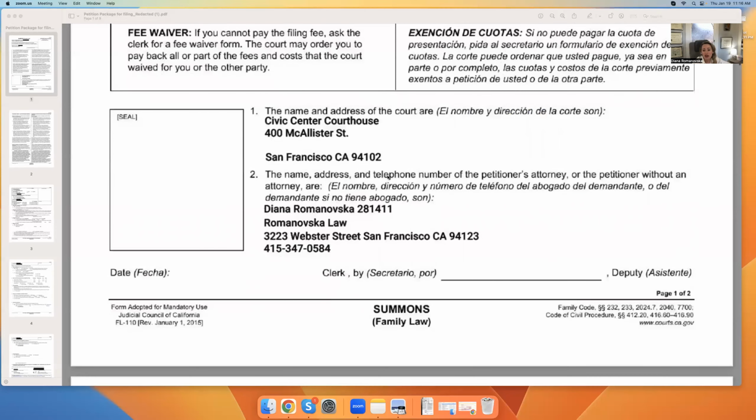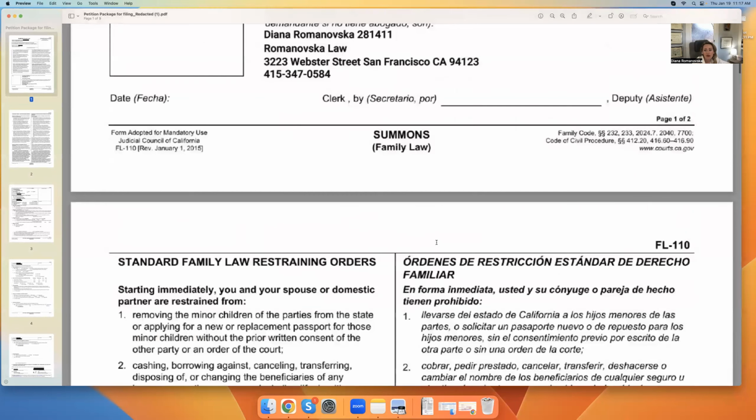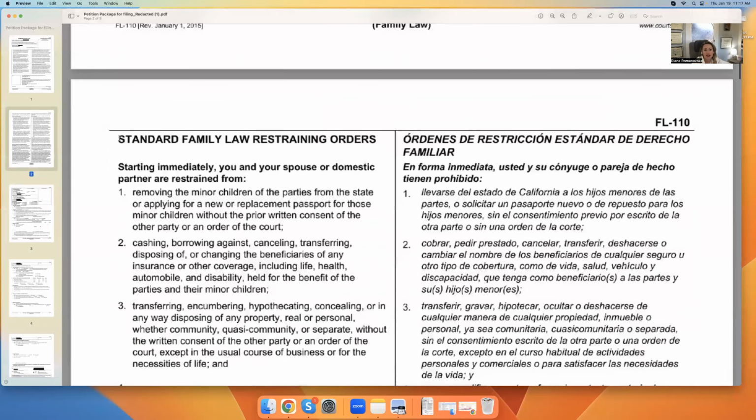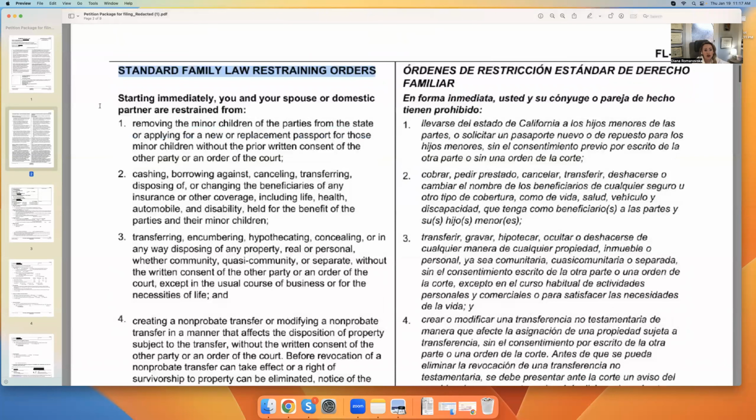The name and address and telephone number of the petitioner, petitioner's attorney, or petitioner without an attorney. So here I typed Diana Romanovska, and this is my state bar number. So technically I would write S or just SBN, and then it would stand for state bar number. And then my law firm, address, phone number. And this is the page where it says standard restraining order, where you know what not to do.